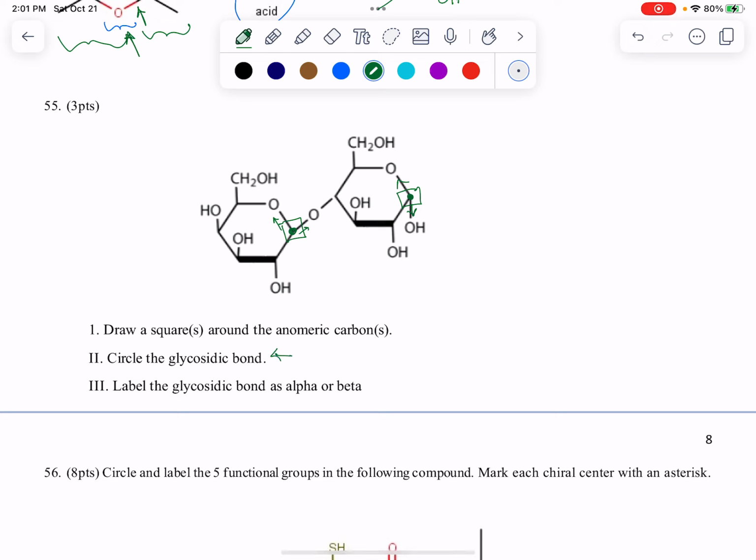I want to circle the glycosidic bond. The glycosidic bond is the bond that connects the 2 sugars. So essentially it's the bond, let's see, OH. It's one of these bonds, this one or the other one, that connects those 2 sugars. And then label the glycosidic bond as alpha or beta. This bond in this direction, this group is up, but this group is also up. Since they're both up, it gets labeled beta.